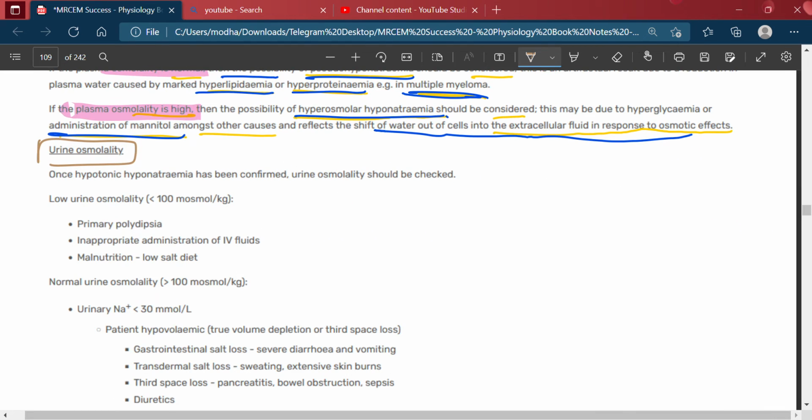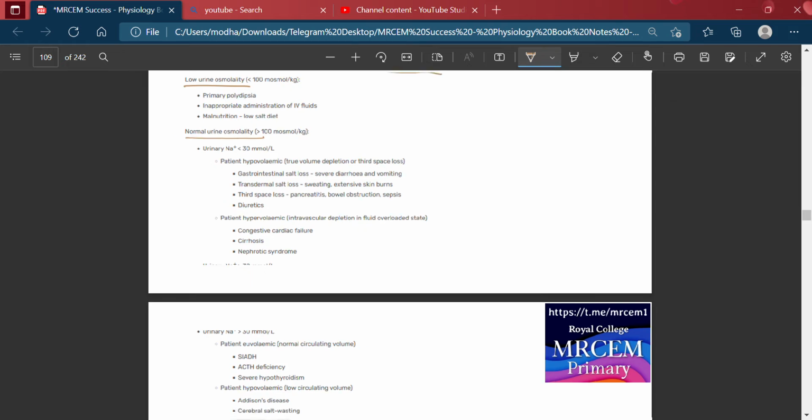Once hypotonic hyponatremia has been confirmed, urine osmolality should be checked. When hypotonic hyponatremia is considered, we have to see whether low urine osmolality or normal urine osmolality is present.